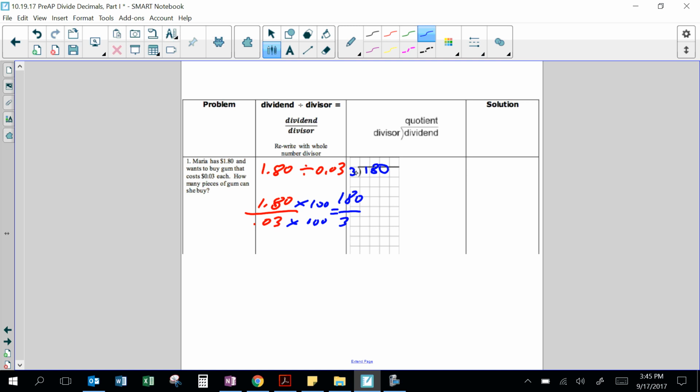And what is 180 divided by 3? Well, 3 goes into 1 none. 3 goes into 18 six times. Remainder 0, bring down the 0. 3 goes into 0, 0 times. So 60 pieces of gum. To check your work, if you multiply 60 times 3 cents, 60 times 3 is 180. There are two places behind the decimal point, so there should be two places behind the decimal point. That is the original dollar amount that Maria had to start out with. So 60 pieces of gum.